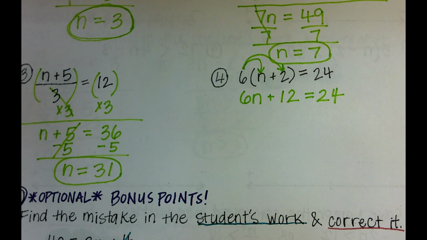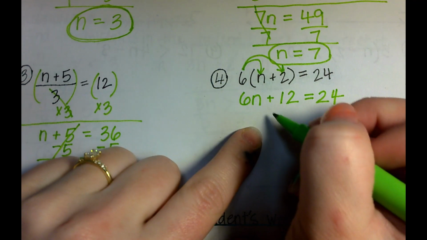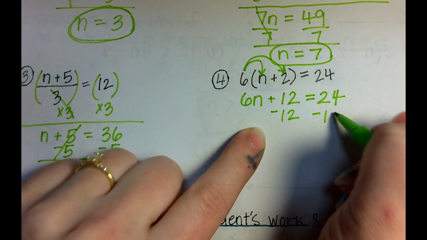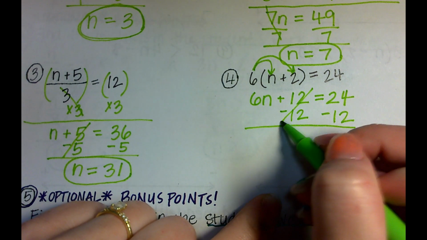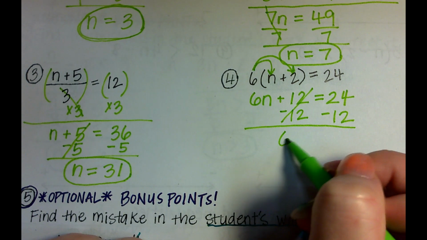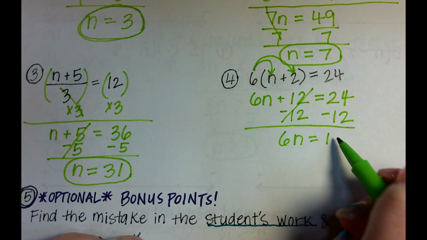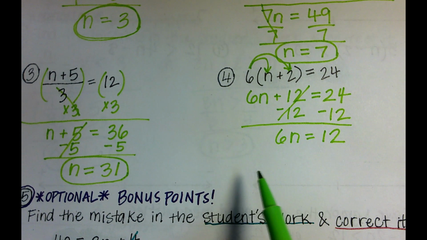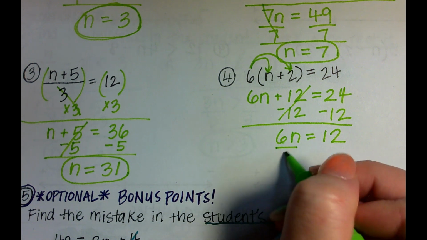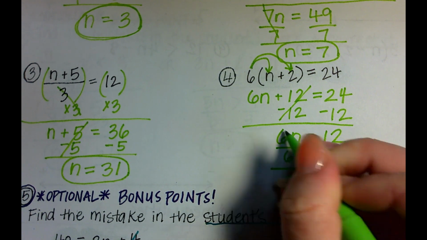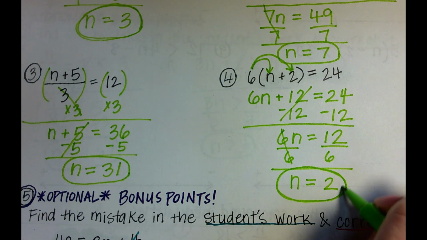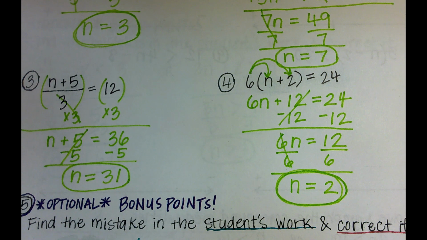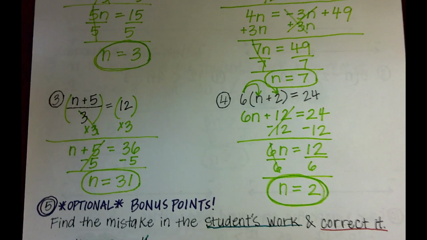So now I have 6n plus 12 equals 24. So the minus 12. Yeah, minus 12. 12s cancel. 6n equals 12. Divide by 6 on both sides. Beautiful. N equals 2. Amazing. Okay, so that is numbers 1 through 4 on that first page.